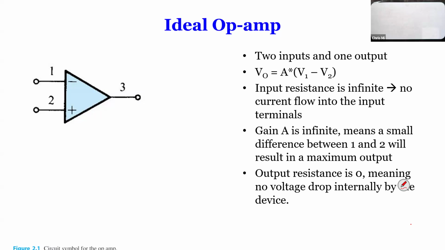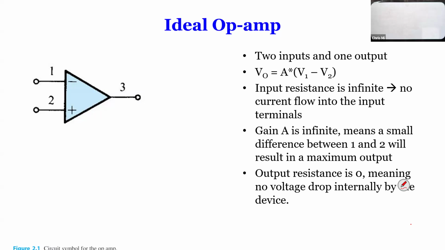At 1 and 2, no current is coming in, but at 3, current can either come out or go in. Current coming out is supplying power. If current is going in, it's called sinking, so it absorbs power. So that's what happens to the op-amp.